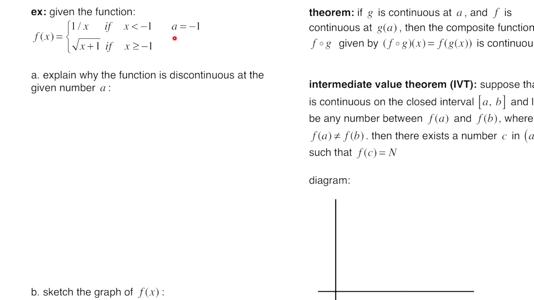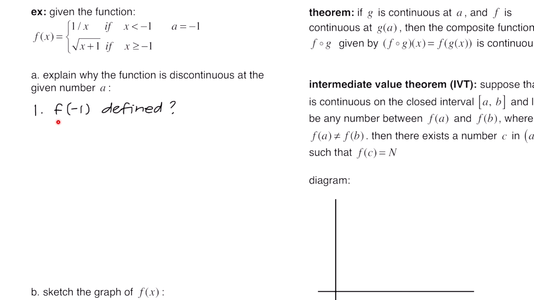designated value is going to be a equals -1. Part A says explain why the function is discontinuous at -1. So this one isn't asking whether or not it's continuous at a value. It's already telling us that it's discontinuous at -1, and we want to show why. So first I want to just check, is the function defined at -1? Right here the interval is x greater or equal to -1. The key is that or equal to -1.